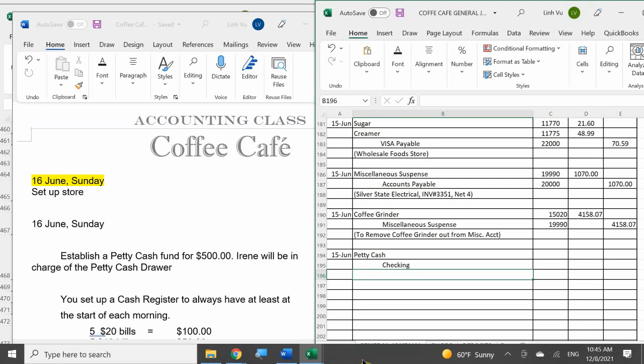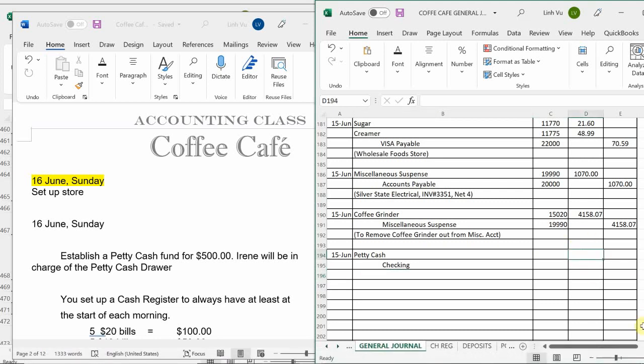And so you just debit 500. Describe. Okay, describe. Establish the petty cash. Okay. Oh, and then we gotta put the account numbers.